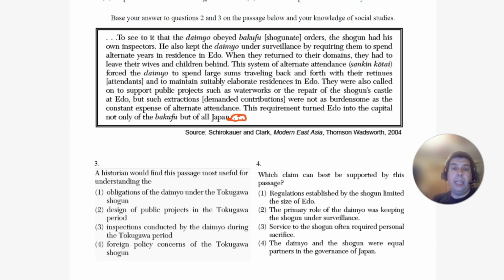They were also called on to support public projects, repair the shogun's castle, but such demanded contributions were not as burdensome as the constant expense. Boy, that sure sounds like some sort of sacrifice here. I am serving the shogun, but it is at great cost to me. Therefore, it's right.